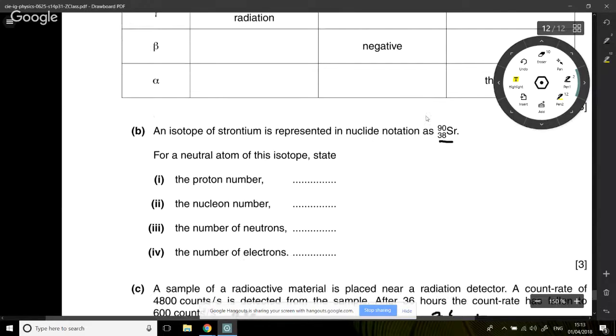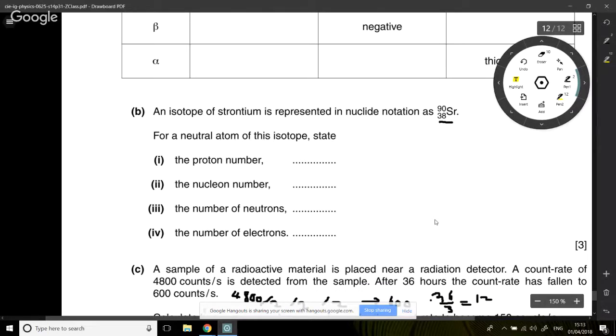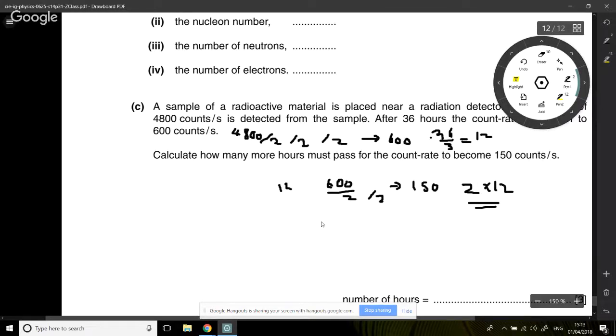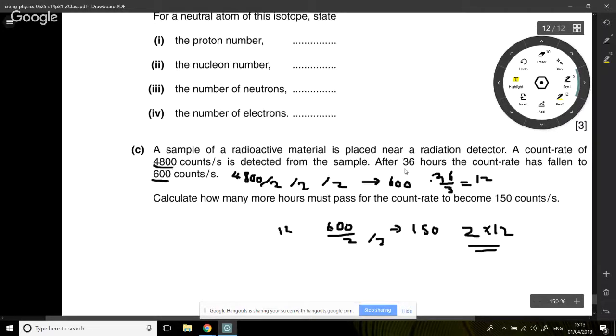Here again, you just need to remember how to read these things with your proton number and your nucleon number, and know that you should subtract one from the other to get the number of neutrons and so on. So let's move straight on to the last one then. It talks about a radioactive sample, and it says that the counts go from this to this over a certain amount of time.